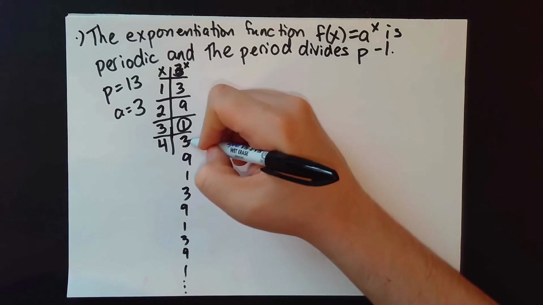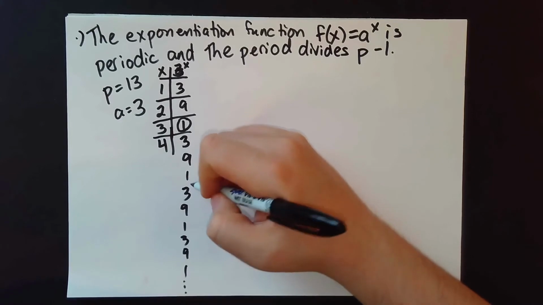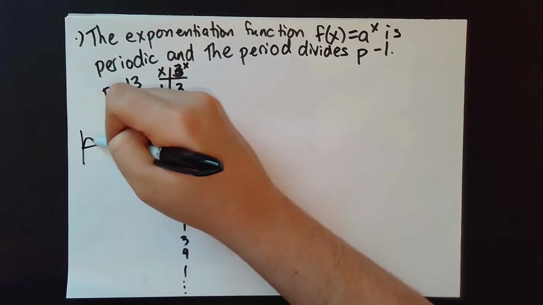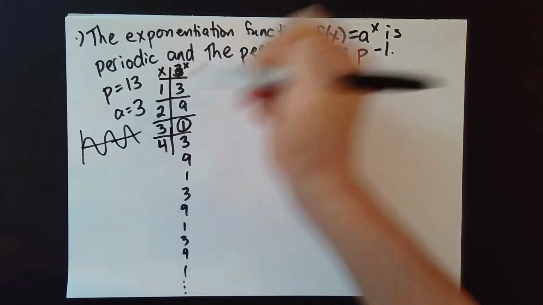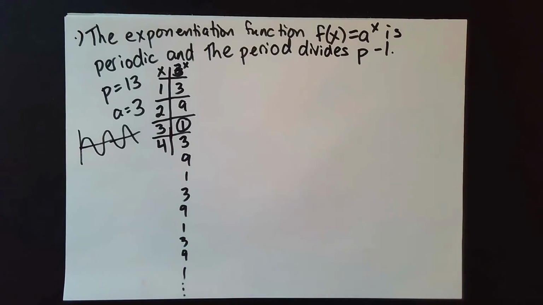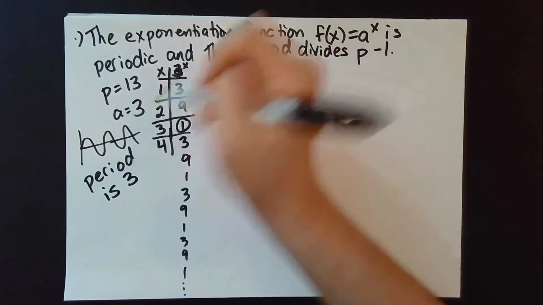So 1 times 3 is 3. 3 times 3 is 9. 9 times 3, we already showed, is 1. And that's why this loops through this. And so just like a sine wave, or whatever other periodic function you have in mind, this function is just going to keep repeating on a loop forever. 3, 9, 1, 3, 9, 1. Okay, and so in this case, the period is 3.